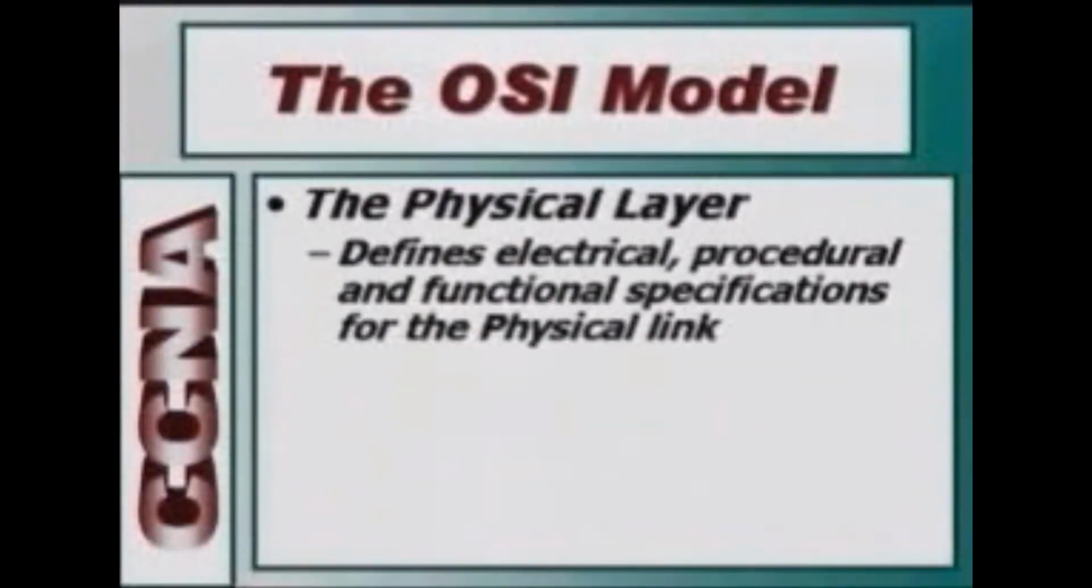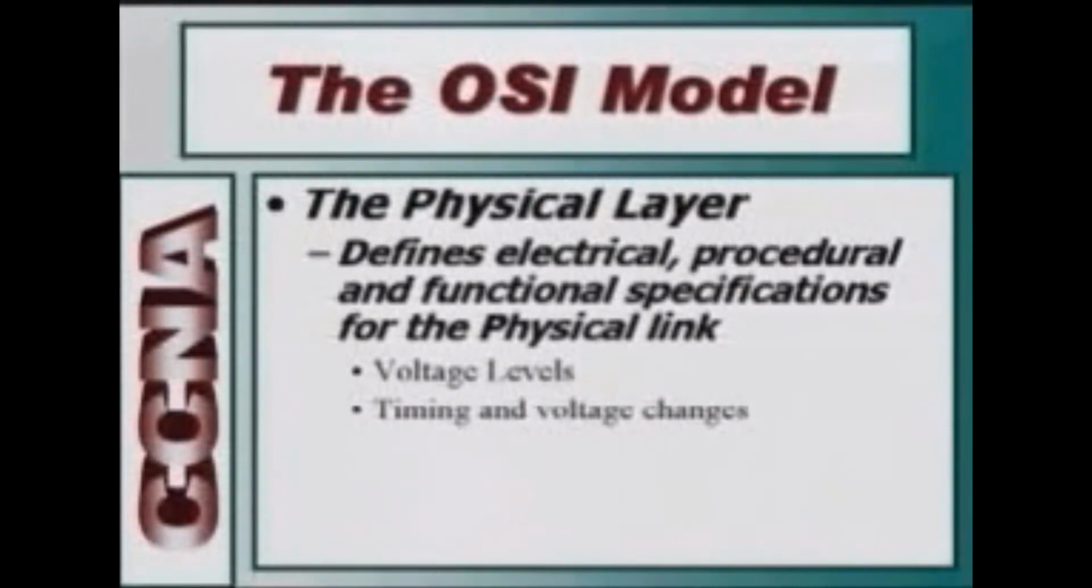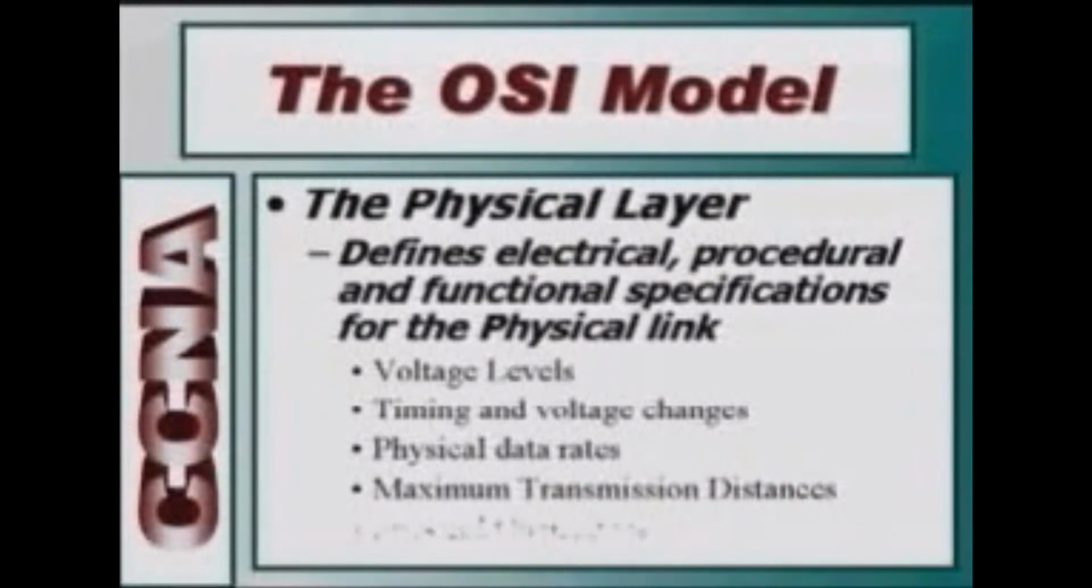And at the bottom of the model is the physical layer. The physical layer defines all the electrical and procedural and functional specifications that are at the actual physical link. So the bottom layer, the physical layer, defines the fact that a network interface card has to run off of a certain number of volts, that the timing has to be a certain way. The way that the packets are put out onto the network has to be done in a certain way.